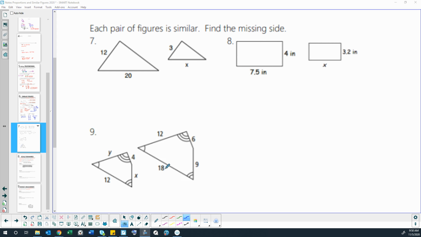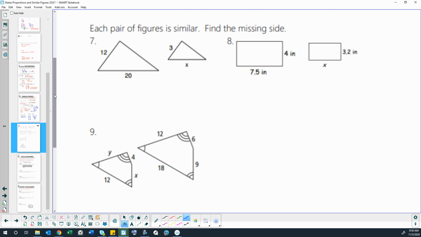Here's similar figures again. This time we're on page 7 of our notes. And our main goal here is to solve for missing sides of similar figures. So instead of declaring whether they are similar or not, we are actually being told these shapes are similar. And we're going to use that information to help us solve for a side that we don't know. So let's go ahead and look at problem 7.